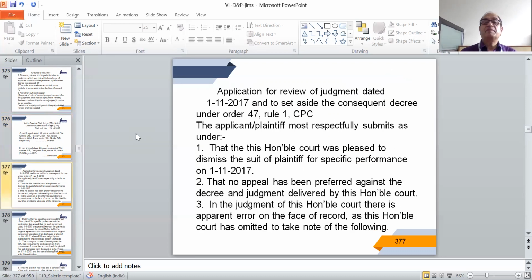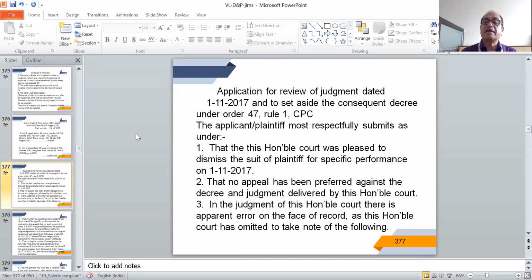Then the center heading will be: Application for review of judgment dated 1st November 2017 and to set aside the consequent decree under Order 47, Rule 1 of CPC. What is your center heading? That you are filing an application for review of judgment dated 1st November 2017. And after the judgment, a decree is also prepared. So you want that the judgment as well as the consequential decree should be set aside under Order 47, Rule 1 CPC.